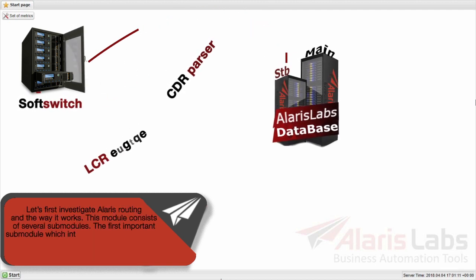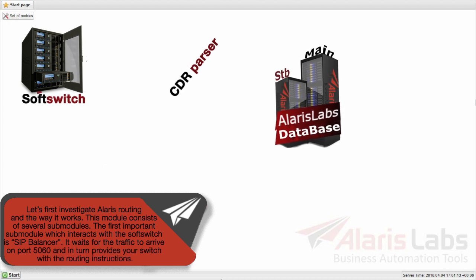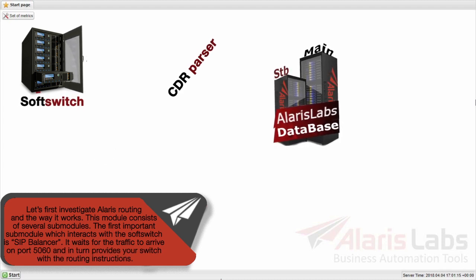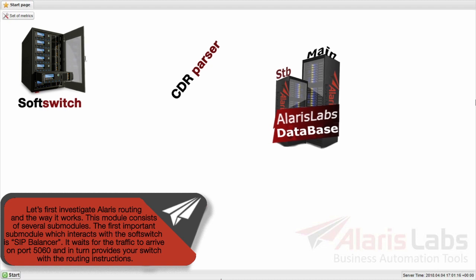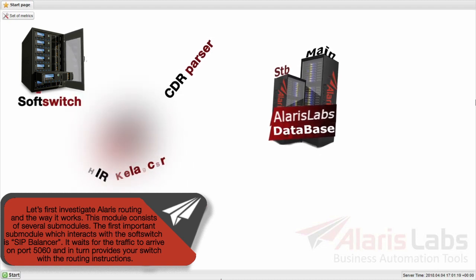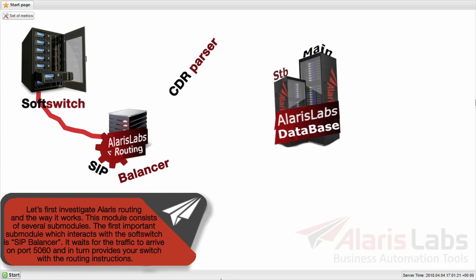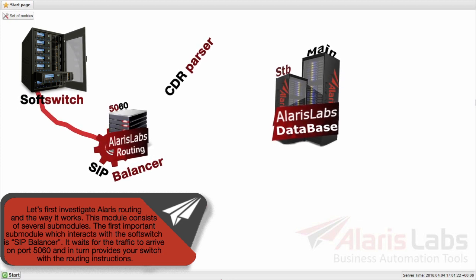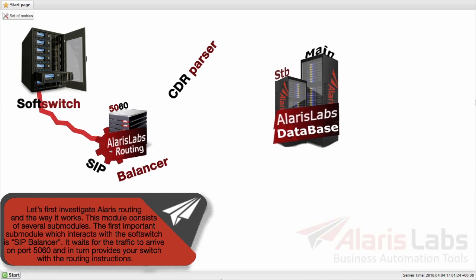Let's firstly investigate Alaris Routing and the way it works. This module consists of several submodules. The first important submodule which interacts with the source switch is the SIP balancer. It waits for the traffic to arrive on port 5060 and in turn provides your switch with the routing instructions.